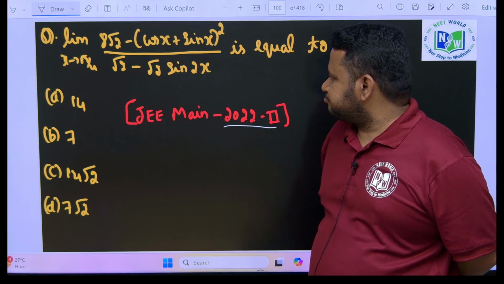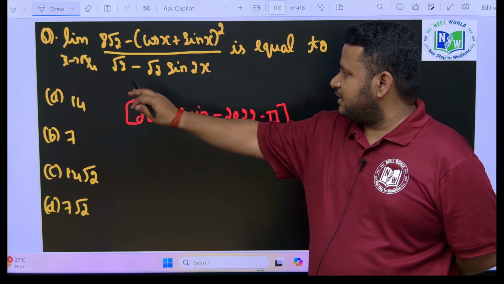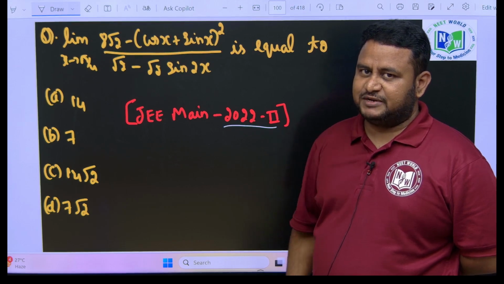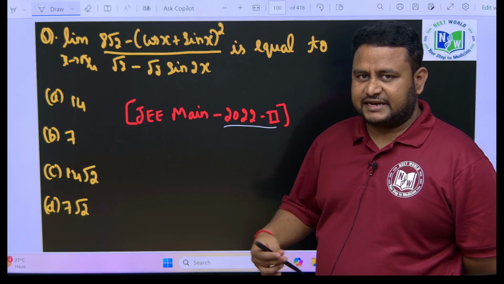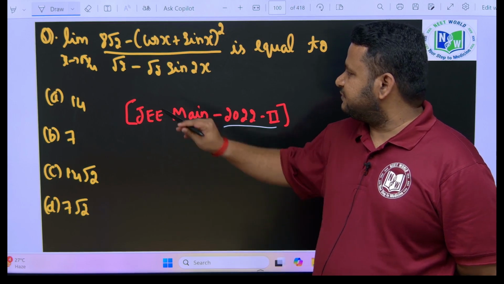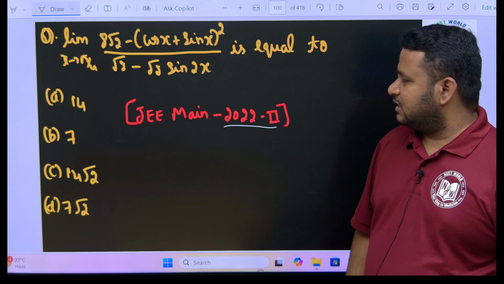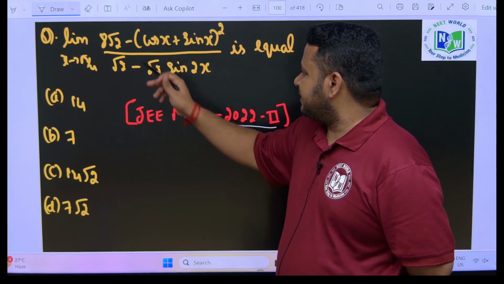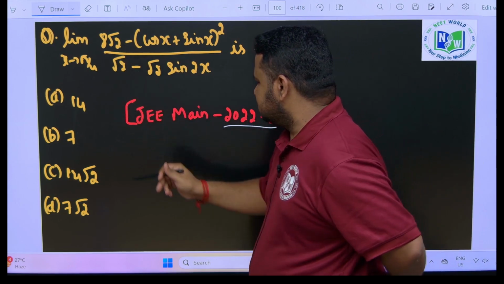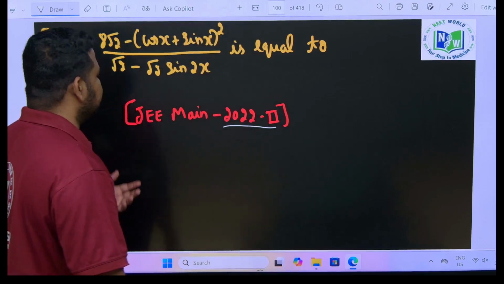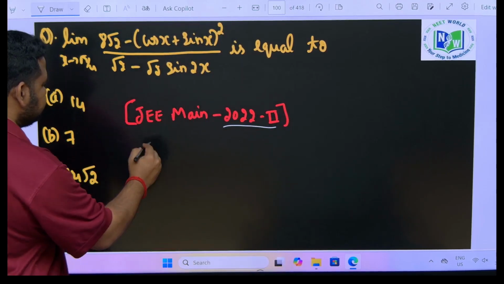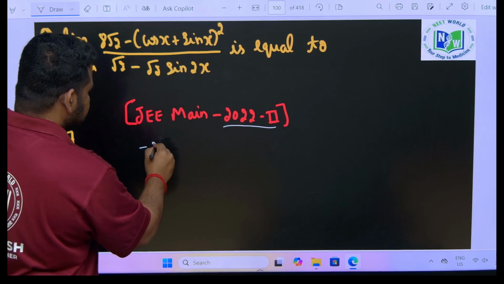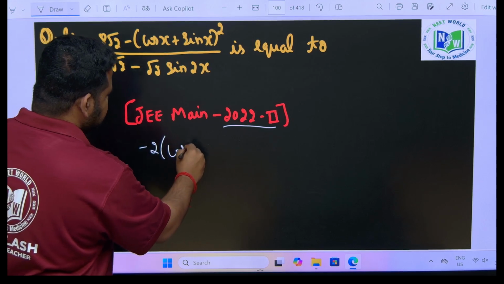So here we cannot directly apply the value. In evaluation of limits, the first thing we learnt is the direct substitution method, the DS method I told. That we cannot use here. So what should we do? Let us apply L'Hospital's rule and see. What will happen if I apply it? The constant will be eliminated because the derivative of a constant is 0. So this will become minus 2 into cos x plus sin x.